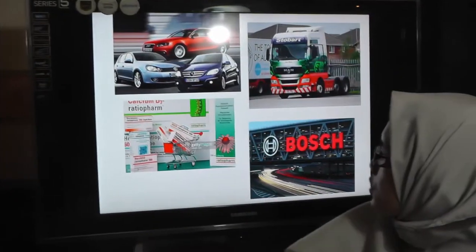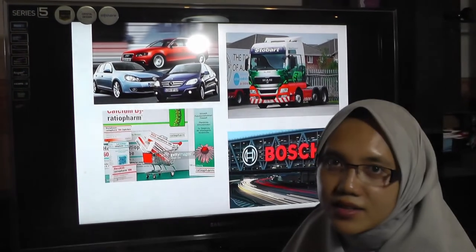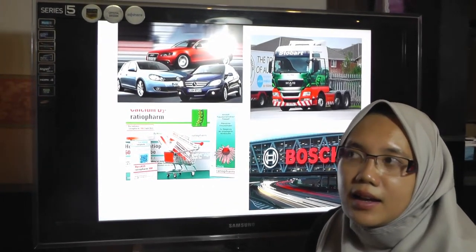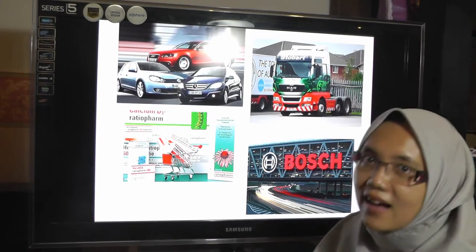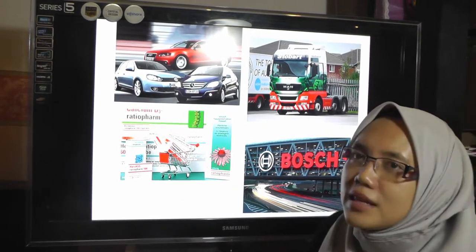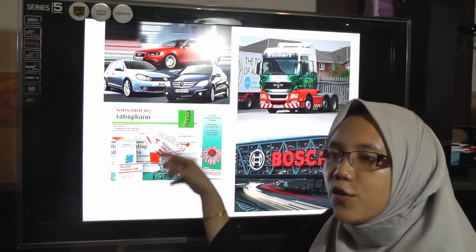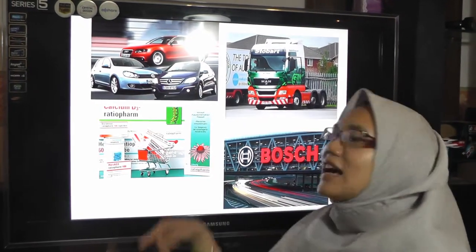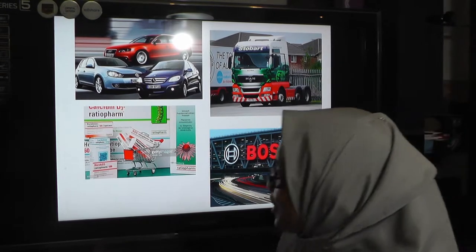Okay? So these are the products for pharmaceuticals, medicine. Ratiopharm is a medicinal product. In other words, Ratiopharm is a brand name for medicine. The factory is located in Ulm, where we lived before. So I took this photo because it's so close to my heart. I even cycled in front of the factory.